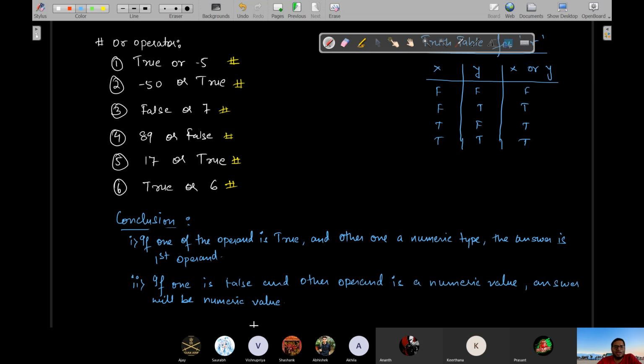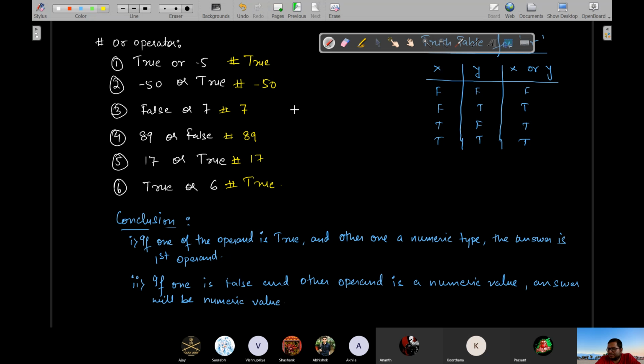तो जहां जहां false है वहां numeric value लिख दो, यहाँ 789. Okay, और जहां जहां true है, answer is always the first operand. Here answer will be true. Answer is -50. Answer is 17 and answer is true. ठीक है. So इतना deep में कभी पूछेगा नहीं, but ठीक है, कर रहे हैं तो we are settling it once and for all.